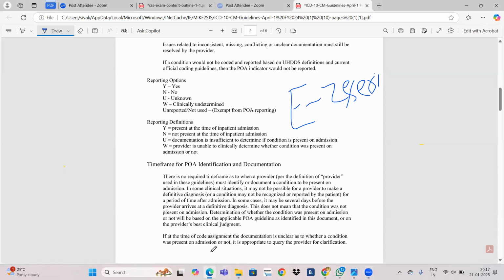Yes. Sorry. So Y and N means, remember, the patient is coming to the hospital with fever. Now the patient already has hypertension and diabetes. Now coming with fever, they give an admission to the patient. So what indicator will you assign for diabetes, hypertension and fever? Yes, Y indicator, right? Because these conditions were present at the time of inpatient admission.